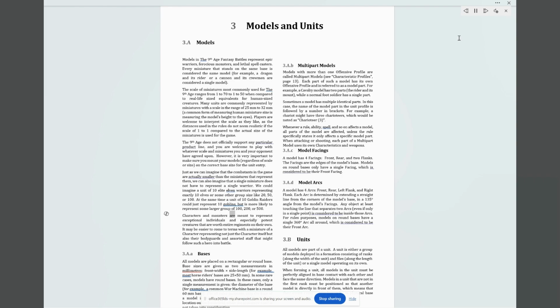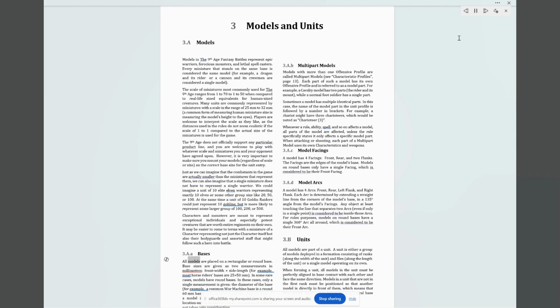Characters and monsters are meant to represent exceptional individuals and especially potent creatures that are worth entire regiments on their own. It may be easier to come to terms with a miniature of a character representing not just the character itself, but also their bodyguards and assorted staff that might follow such a hero into battle.